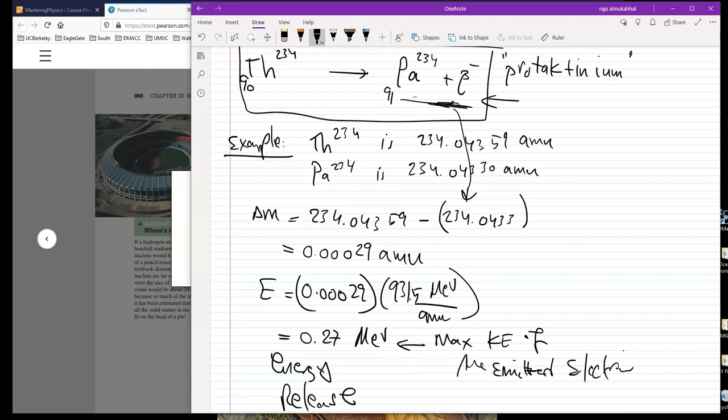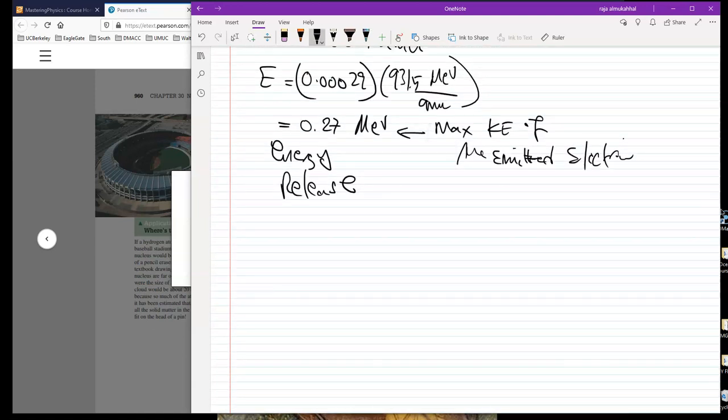Of course, there is a second kind of beta decay, which is the positive beta decay. If you have a nucleus, the second kind is beta decay.